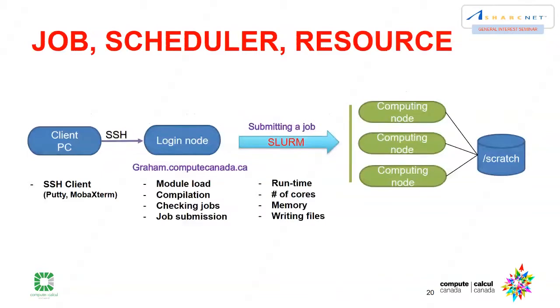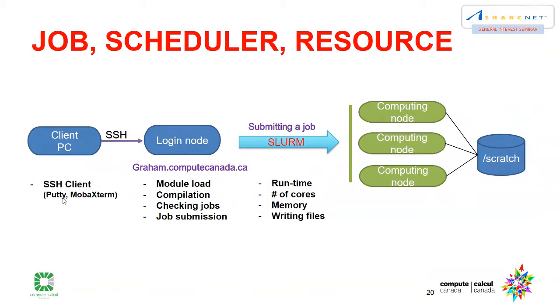Here is a brief schematic diagram. The left side is your side. You are at the client PC or laptop. You try to connect to graham.computecanada.ca using an SSH connection. Compute Canada systems and all Sharcnet systems only allow SSH connections. So if you're using Windows, you need to download PuTTY or MobaXterm, those kinds of SSH client software, on your PC to connect to our systems. If you're using Linux or Mac, you can simply open the terminal, type ssh, and make a connection to our login node server.